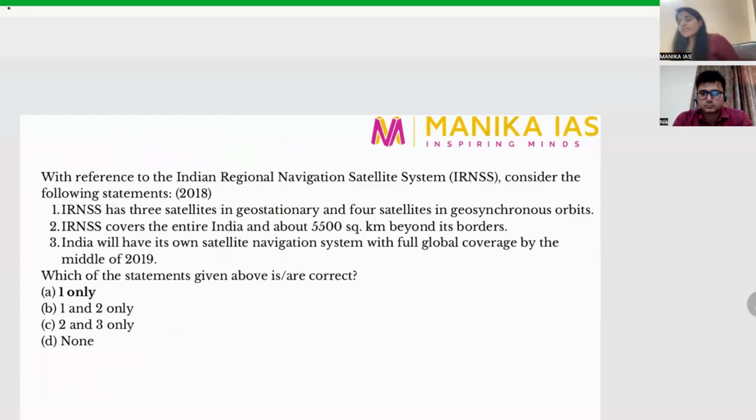See this. This again is a question which was asked in 2018. Obviously, at that time, IRNSS was in the news. It is the Indian Regional Navigation Satellite System. So again, if you see some mock test papers, many will reverse the fact, like 3 satellites in geostationary and 4 in geosynchronous, and you will get this question wrong in your mock test.